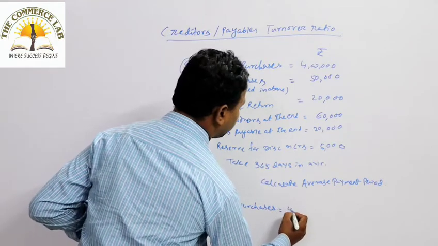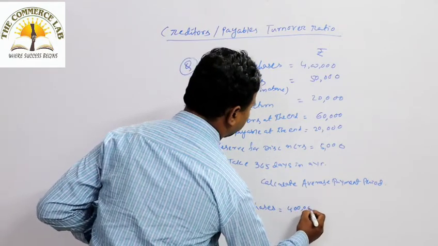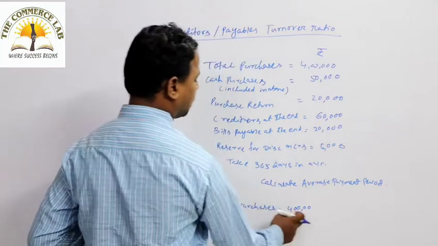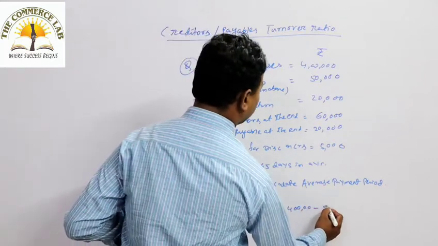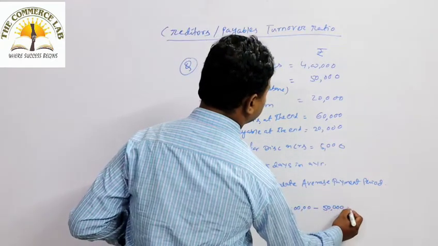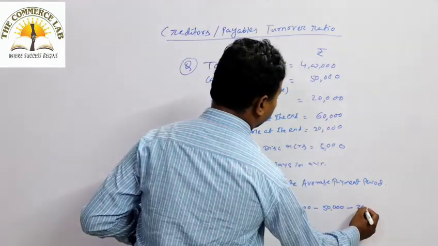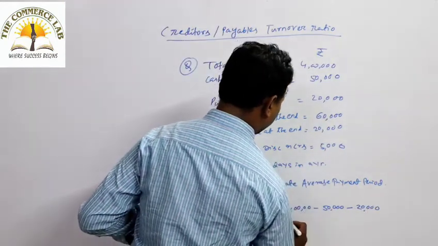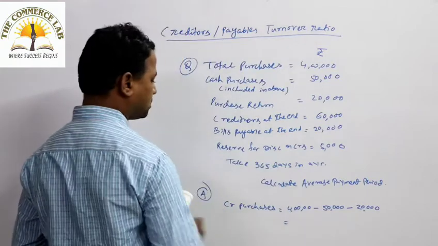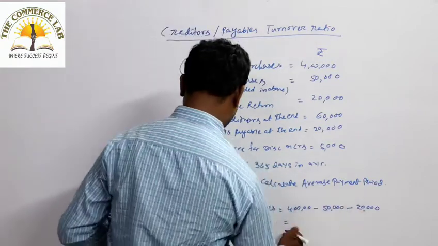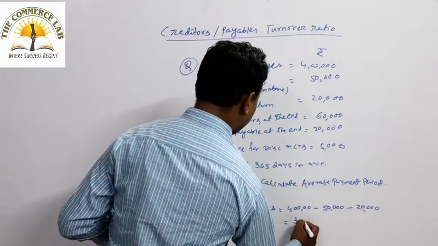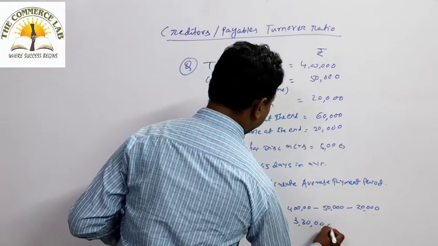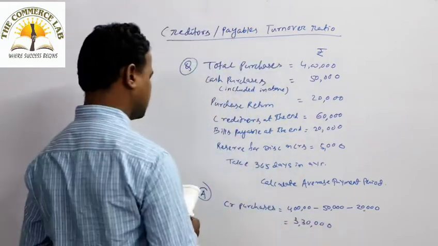So credit purchases, as I told, 4 lakh is the total purchases. Out of that, the cash purchases are this much, and the purchase return is how much? 20,000. So how much are the credit purchases? 4 lakh minus 70,000, so 3,30,000. 3,30,000 will be your credit purchases.